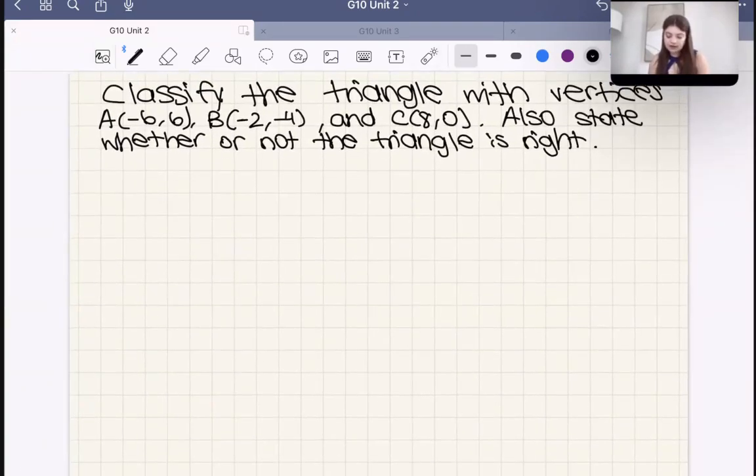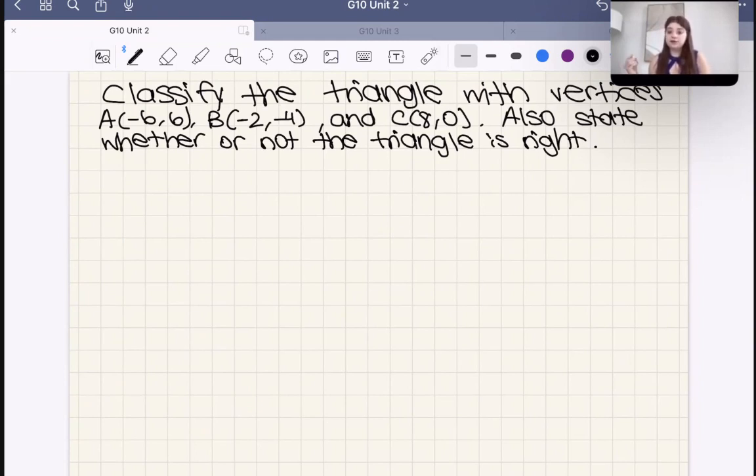So here it asks us to classify the triangle with these vertices and also state whether or not the triangle is right. So first they want to know, is the triangle equilateral, is it scalene, or is it isosceles? And then they also want to know, is the triangle right or non-right? So the first thing I'm going to do here is figure out what type of triangle this is. Now, how can we do that? We can either figure out the angles or we can figure out the sides. So I'm going to go ahead and figure out the sides of the triangle.